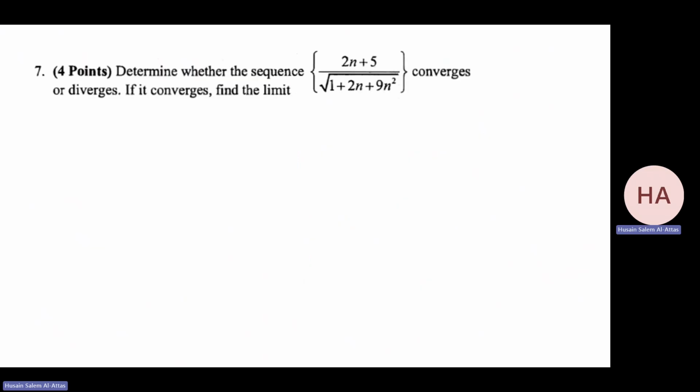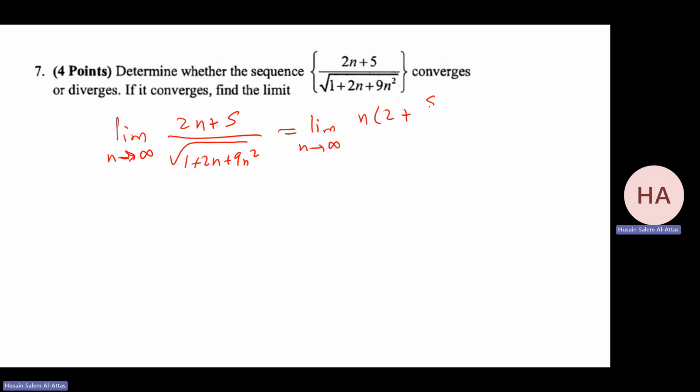Okay, determine whether the sequence converges or diverges. If it converges, find the limit. So I need to find the limit as n goes to infinity to see if I'm getting a value or not. It is (2n + 5) over the square root of (1 + 2n + 9n²). So I need to deal with this square root. Take n as a common factor in the numerator: 2 plus 5 over n. Under the square root, take n² as a common factor: 9 plus 2 over n plus 1 over n².